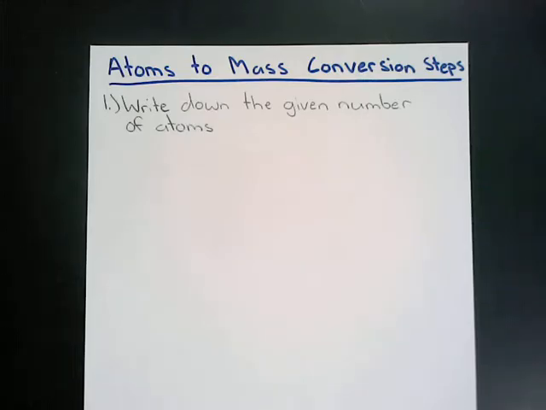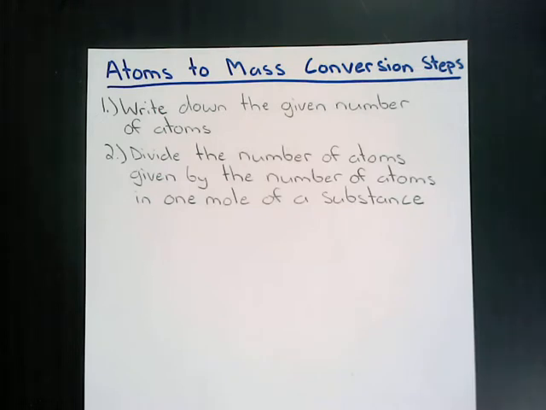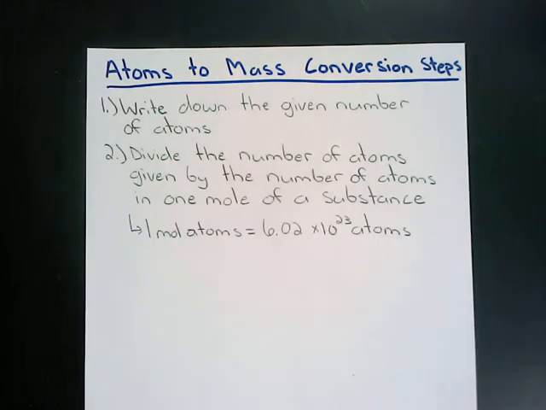Now remember, the element symbol needs to be with this. Then what we need to do is divide the number of atoms that is given by the number of atoms in 1 mole of a substance. So remember, 1 mole contains 6.02 times 10 to the 23rd atoms. The third step in this whole process is to determine the moles of the element. Now the units in this intermediate calculation should be in moles of a given substance.